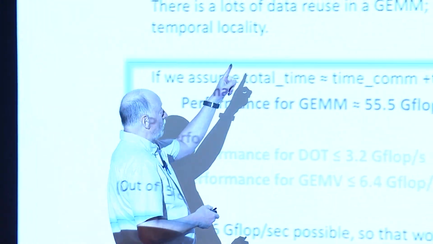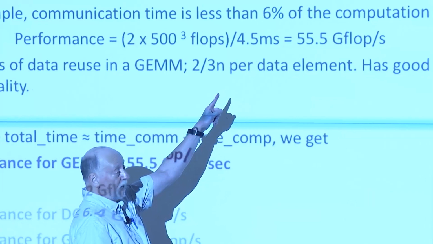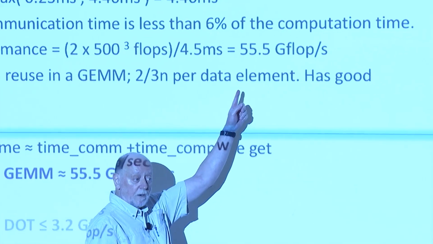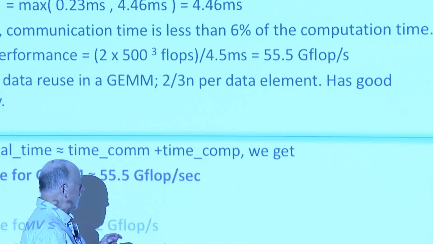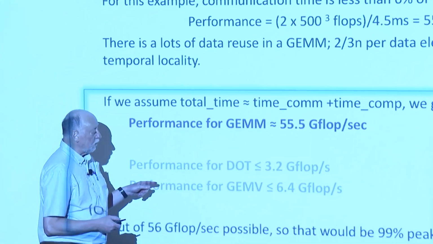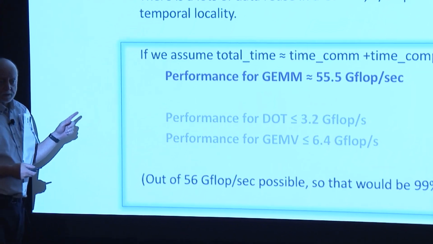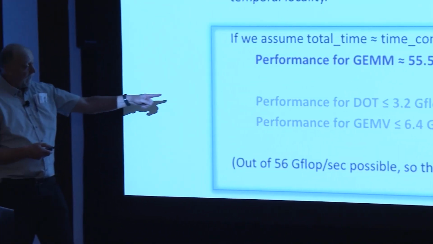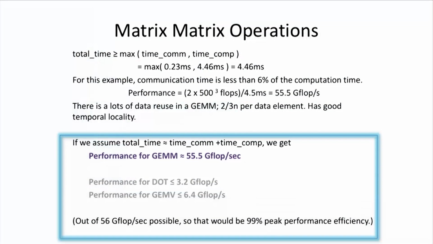So again, if we just go through the analysis, it says that for matrix multiply at 4.5 milliseconds, I can theoretically run at 55 gigaflops. 55 gigaflops is very close to the theoretical peak performance for this processor. And again, much better than what we have at vector or matrix vector. So now we have a chance of getting close to that theoretical peak performance of the machine.